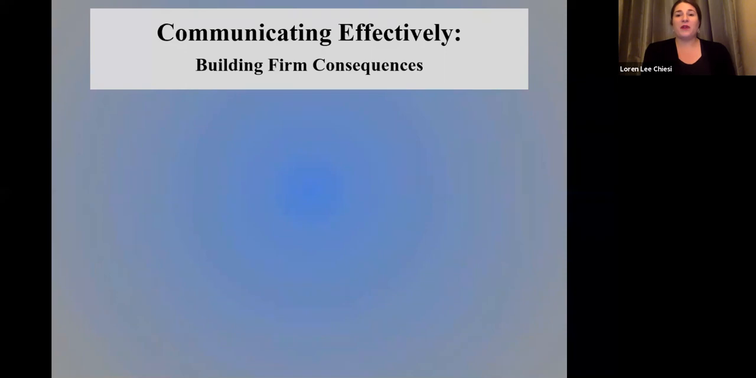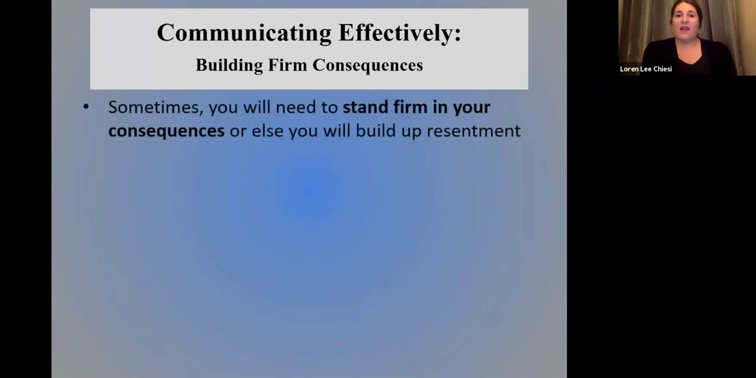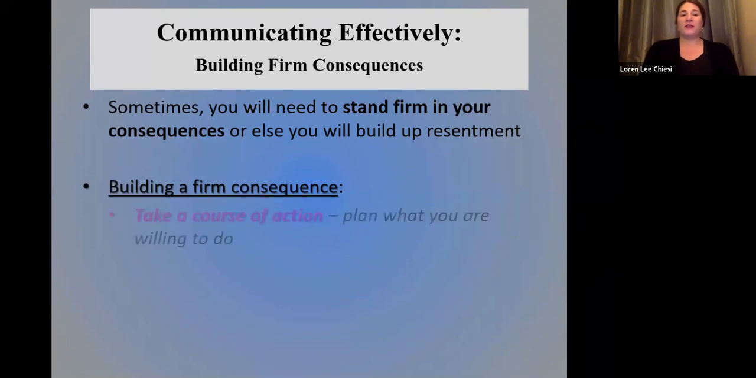So building firm consequences. Firm consequences are very important. Sometimes you're going to need to stand firm in your consequence, or else you'll build up resentment. Now, a firm consequence is one where you decide, this is my line in the sand, I'm not going to cross this, this is what I need, and you try to convince the other person to work around that. So in order to build a firm consequence, you need to plan a course of action. What are you willing to do?